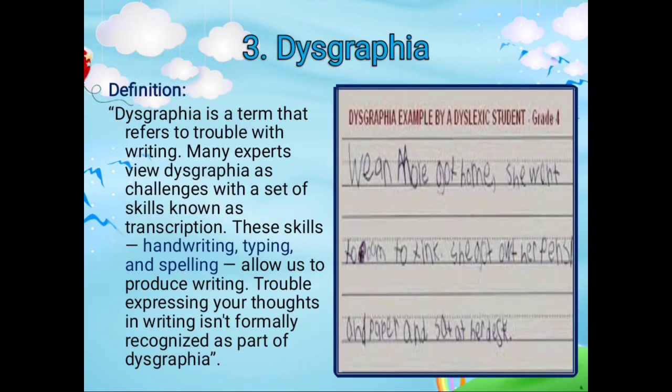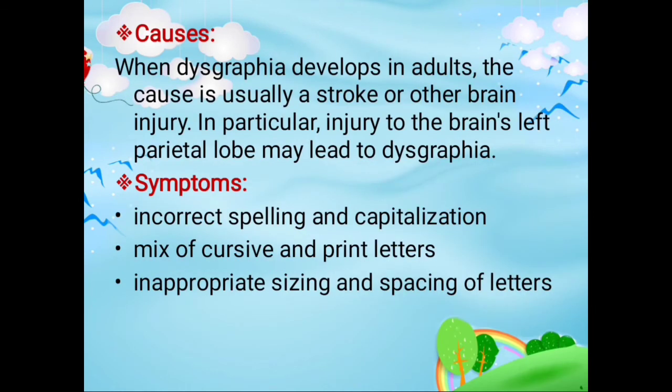And its third type is dysgraphia. Dysgraphia is a term that refers to trouble with writing. Many experts view dysgraphia as challenges with a set of skills known as transcription. These skills, like handwriting, typing, and spelling, allow us to produce writing. Trouble expressing your thoughts in writing is not formally recognized as part of dysgraphia, and its causes are like develops in adults.